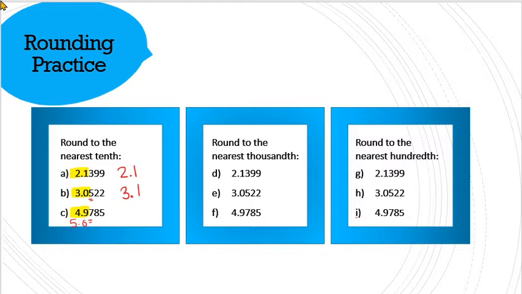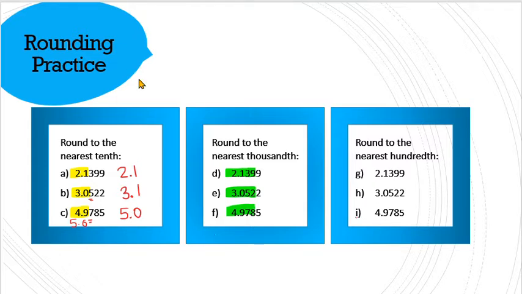So 4.97 rounds up to 5.0. And if that's confusing, just think about when you go shopping and everything's always listed for like $4.99. You know in your head that's essentially $5. It rolls over. Okay, looking at the same numbers, but this time we're going to round to the nearest thousandth. So I'm going to go tenth, hundredth, thousandth. So I'm going to have 3 decimal places in each of my answers.